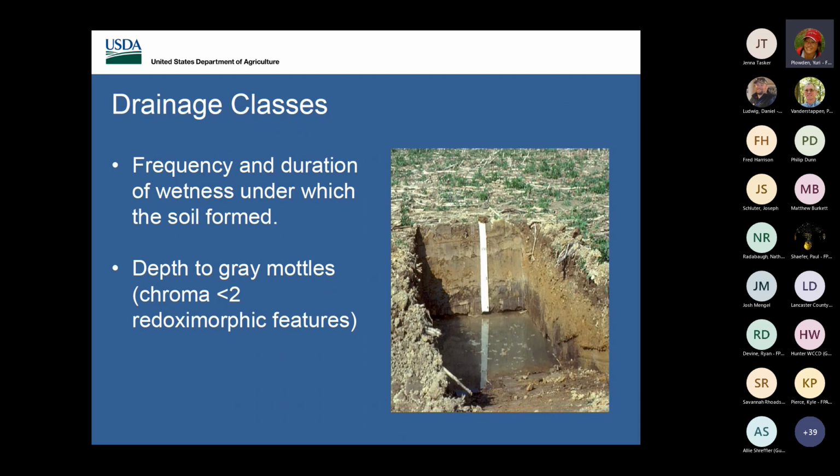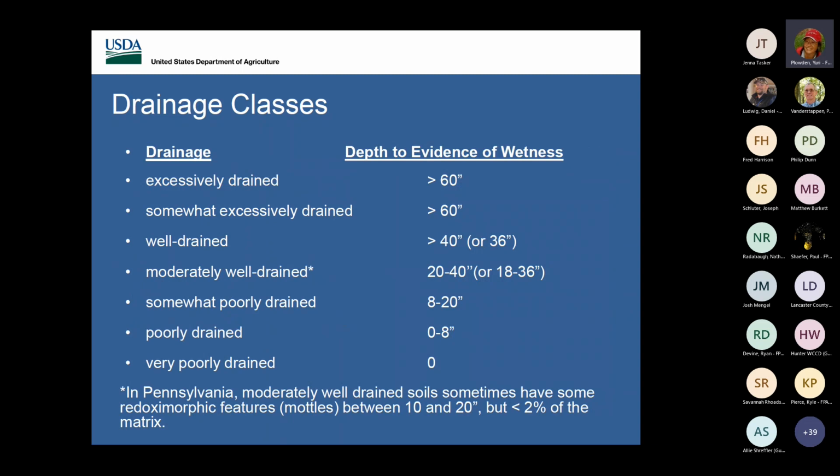All right, drainage class. Frequency and duration of wetness under which the soil formed. We're coming down to the home stretch. Depth to those mottles that I talked about. And so these are the drainage classes. This is something maybe you want to print out and throw on your bulletin board. These are our drainage classes in Pennsylvania. The soil survey in Pennsylvania, if they called something excessively drained, that means it was at least 60 inches to the fluctuating seasonal high water table. If they called something well drained, that meant they were observing redox around 36 to 40 inches.